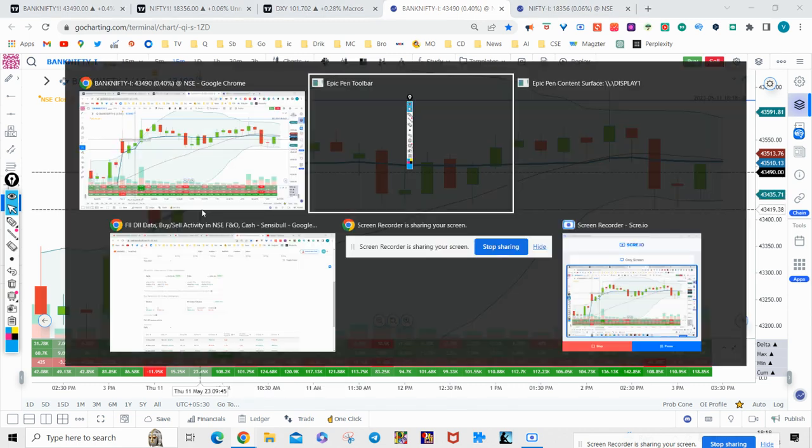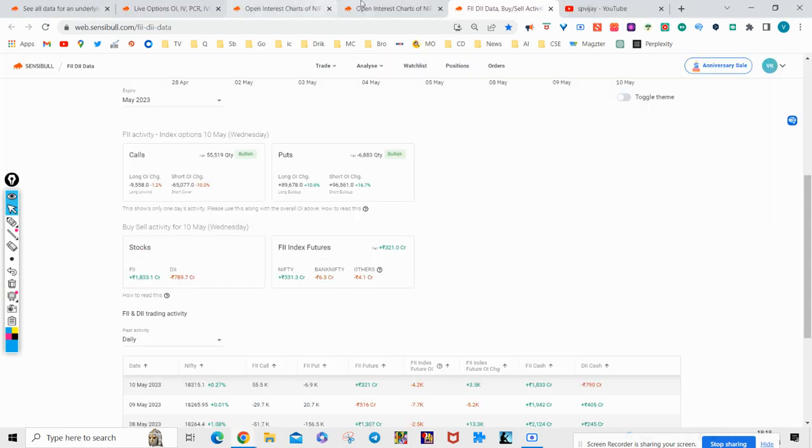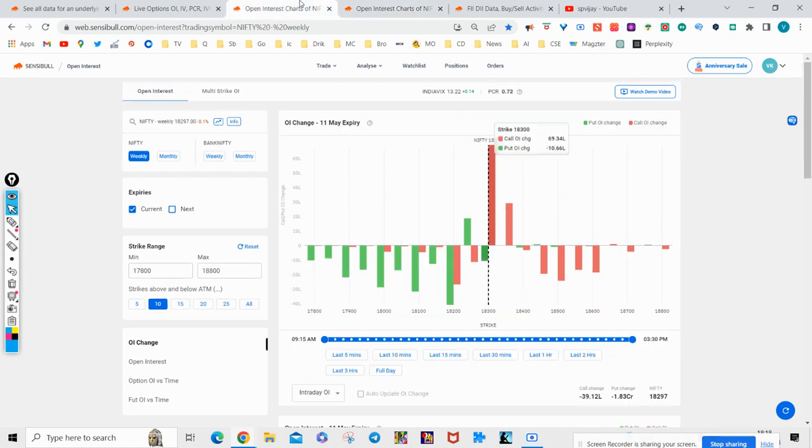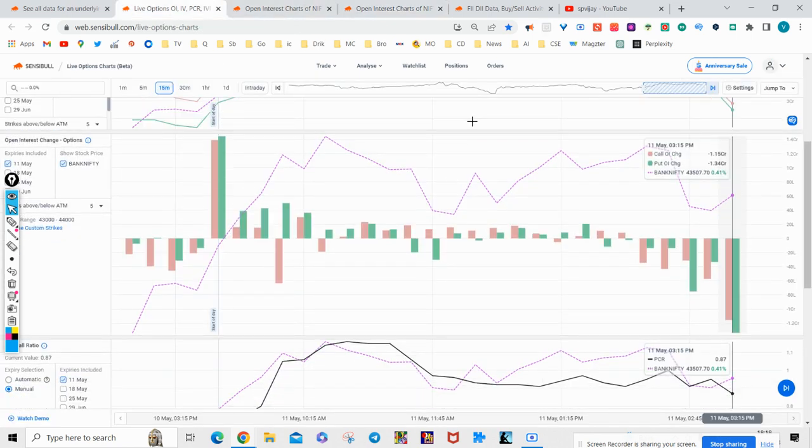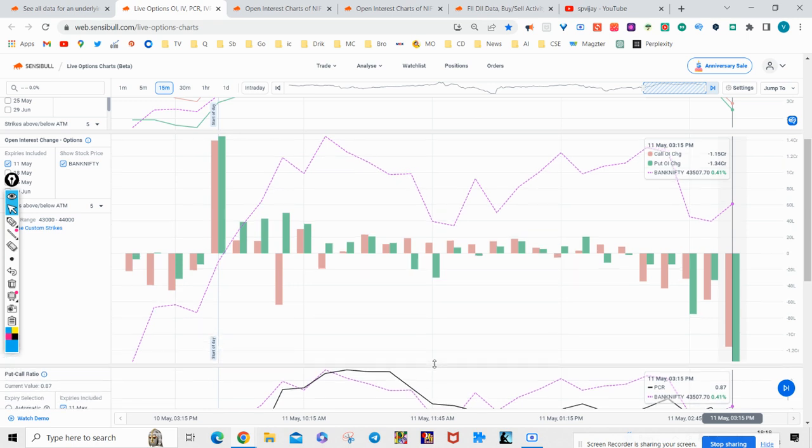When we look at any OI platform that provides the data, for example, I'm using Sensibull, just observe the OI change. What is happening? This is the start of the day. For every 15 minutes, around the ATM strikes of that range, try to get the OI change. Now you can see that the green ones are put and the red ones are call.